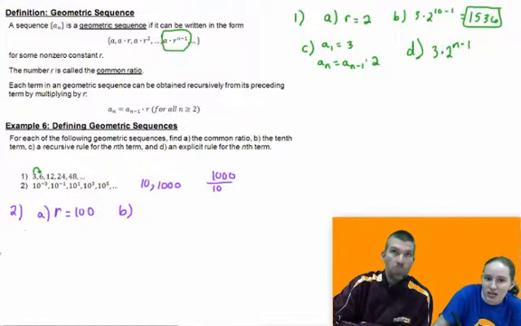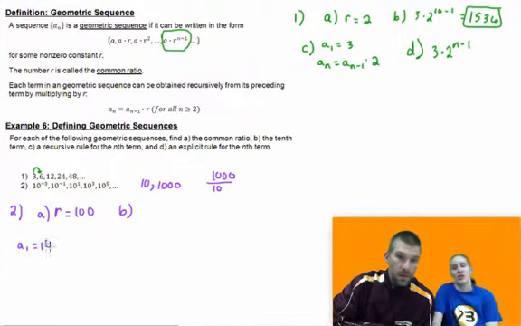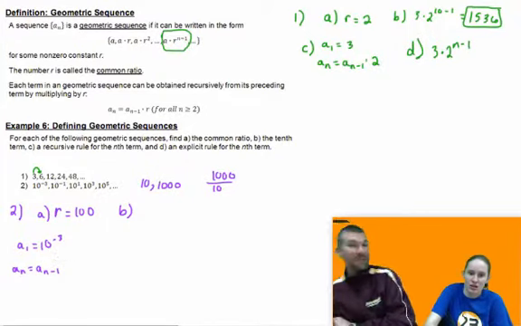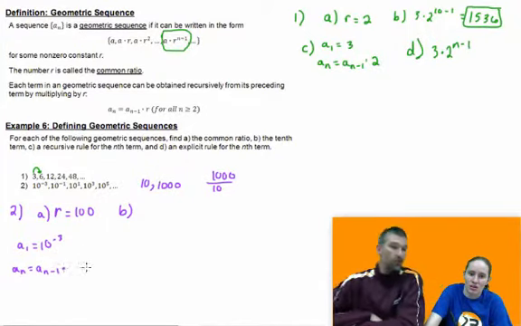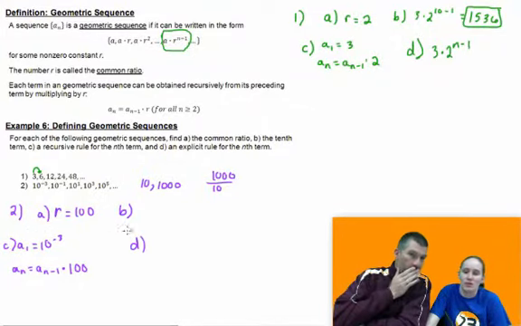And then C and D. So our recursive rule, we use the first term is 10 to the negative 3. And then every term after that is the previous term times 100, or 10 squared. Both of those are the same thing. So that's the recursive part, that's C. So D then is explicit. Look at the top of the page.